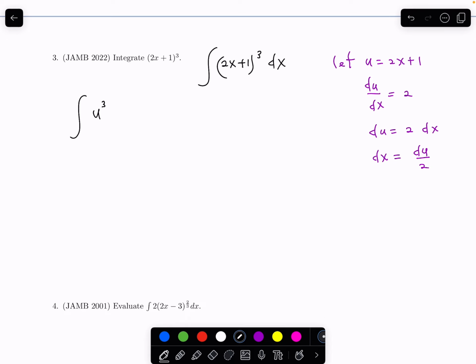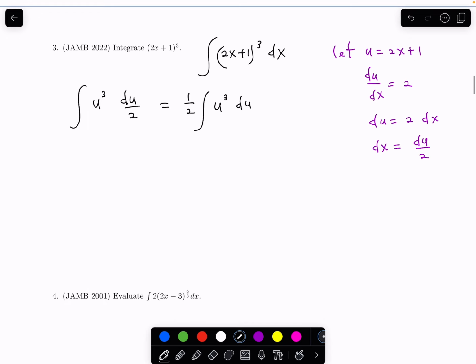And what is my dx? My dx is du over 2, right? So I'm going to just factor out the 1 over 2, right? 1 over 2 integral of u to the power of 3 du. And now I can safely apply the power rule here, right? So this is just going to be 1 over 2 u to the power of 3 plus 1 divided by 3 plus 1 plus c, because this is an indefinite integral, right? So I have to put the plus c there.